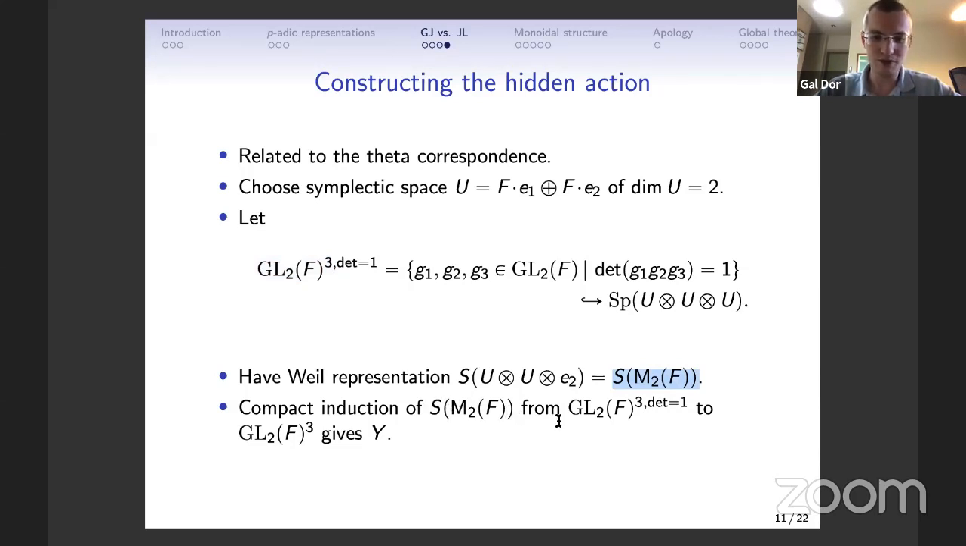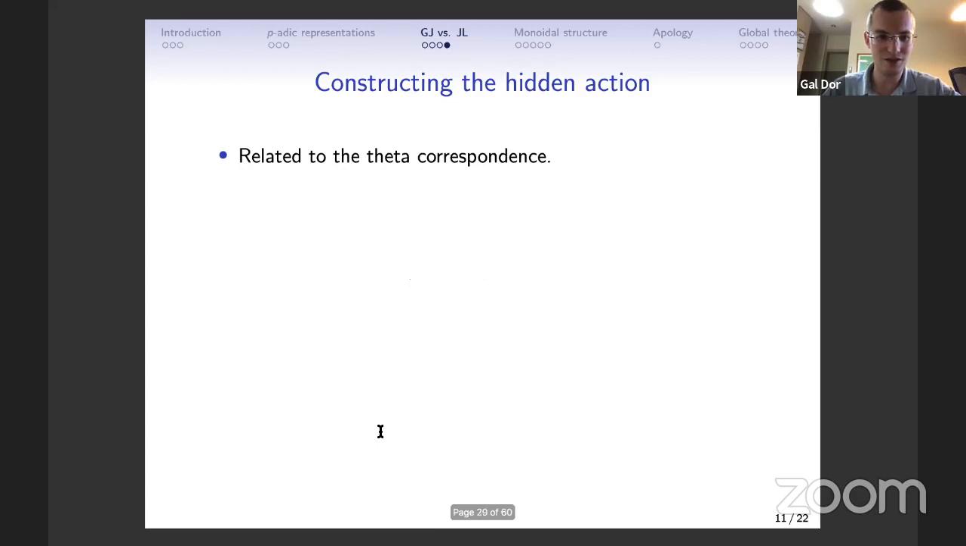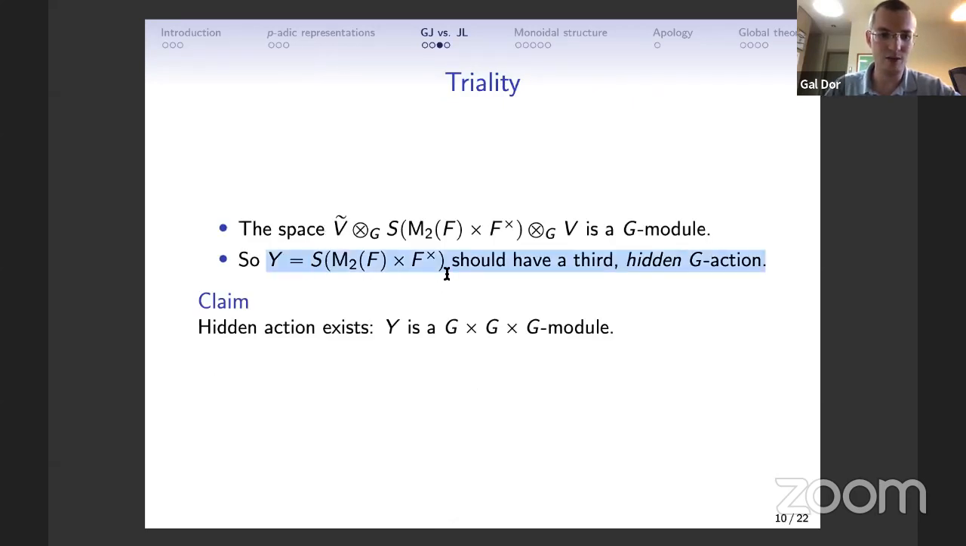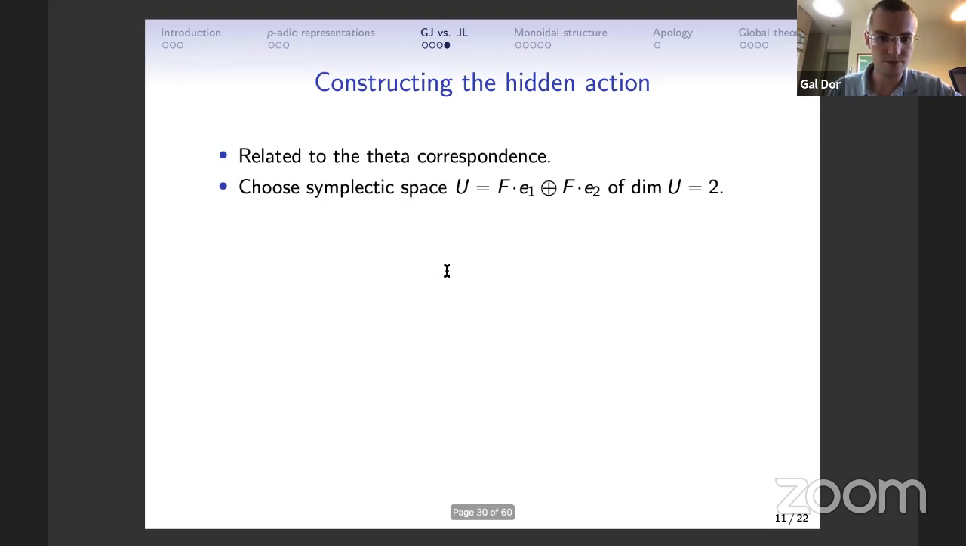Now we just use compact induction from GL2F with determinant 1 to GL2F cubed, and this gives you an action of G cubed on functions on M2F times F star, which is the Y that I promised, that should have a triple module structure. Any questions about this construction?